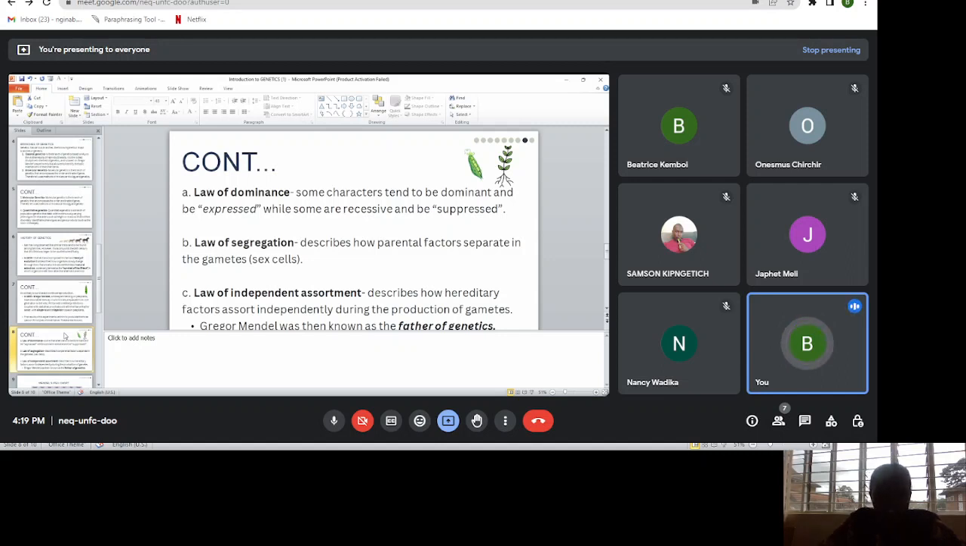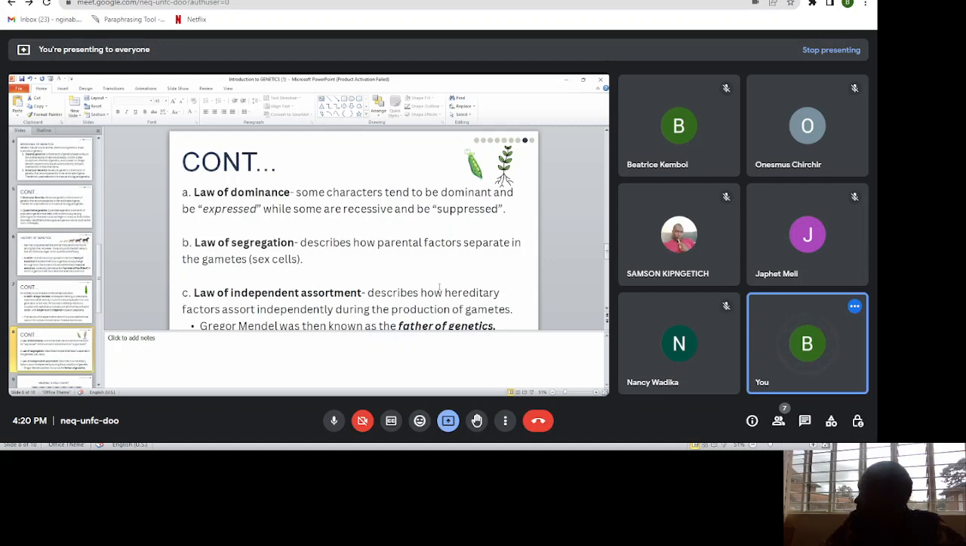So from there, we are going to look at the 3 laws that Gregor Mendel was able to come up with. And the first law is the law of dominance, whereby some characters tend to be dominant and therefore expressed, while those that are recessive are suppressed. I gave you an example of height. A person who is a carrier of a recessive gene of shortness, you find that the gene that is dominant, which is the gene for tallness, is the one that is going to be expressed, while the one for shortness will not be expressed. So I'm going to request one of you to read the other 2 laws. Anyone who will volunteer?